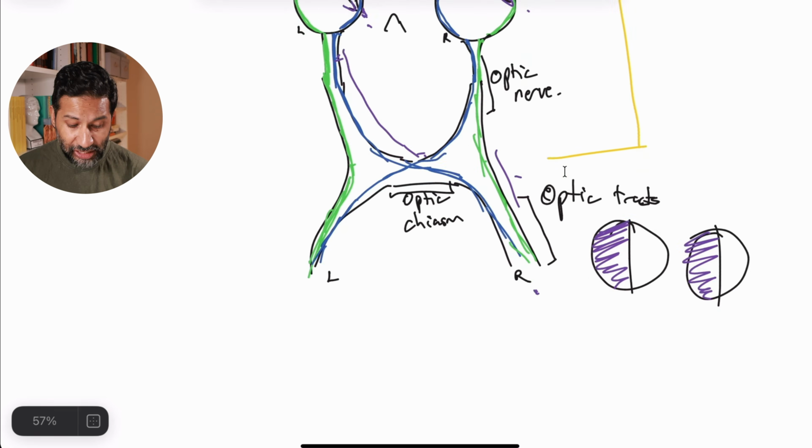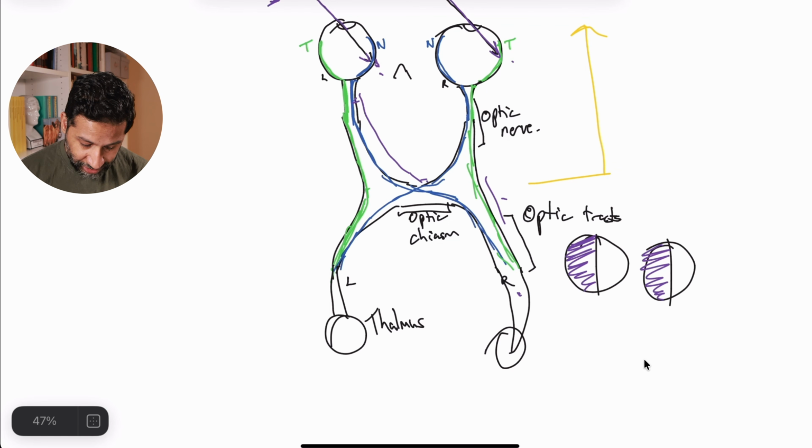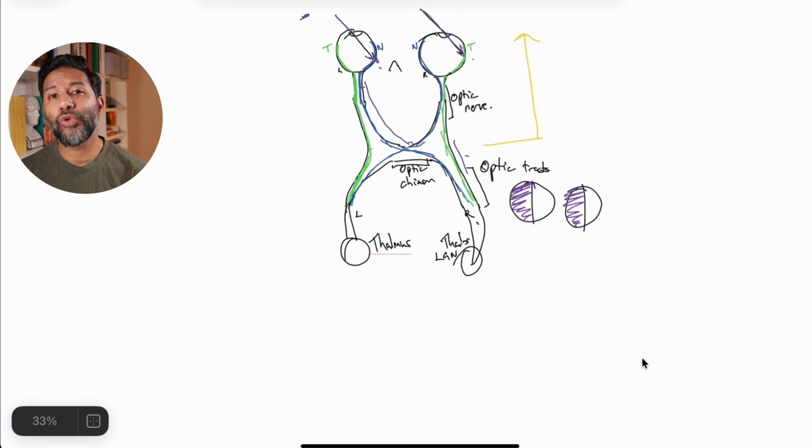Now let's continue down our pathways. So the left tracts end up at the thalamus. These tracts go to a region in the thalamus called the lateral geniculate nucleus. You don't need to know that now, but know that it goes to the thalamus. You already know the thalamus from a map. It's a great relay station. The visual pathway is no different. Everything passes through the thalamus on its way to the cortex.